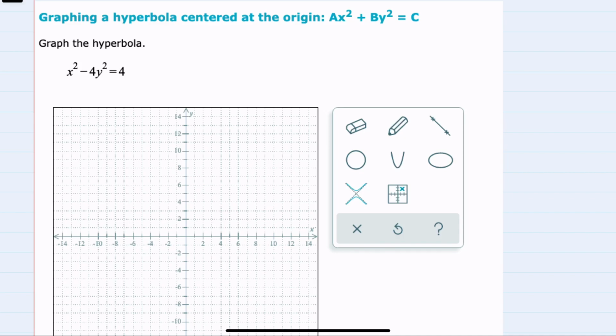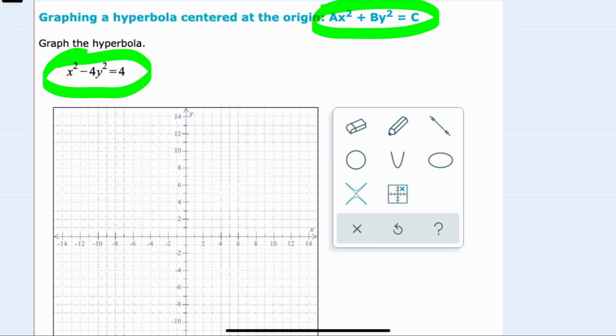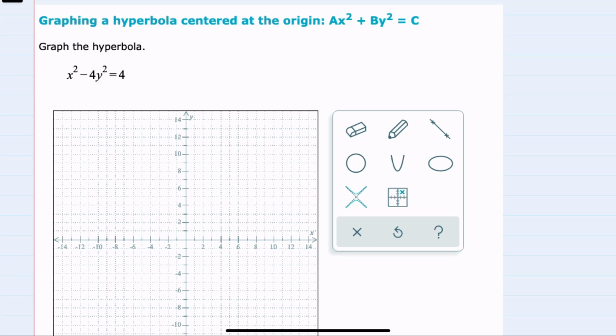In this video, I'll be helping you with the ALEKS problem type called graphing a hyperbola centered at the origin, ax squared plus by squared equals c, where we're given a hyperbola to graph, but it's not in standard form. So we're going to rewrite this equation in standard form.